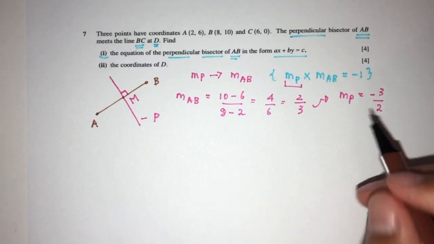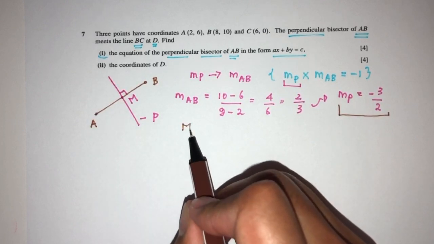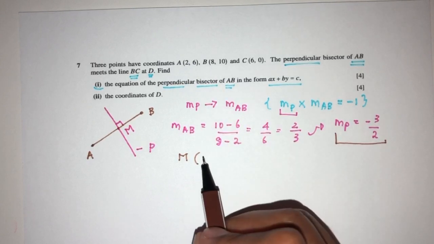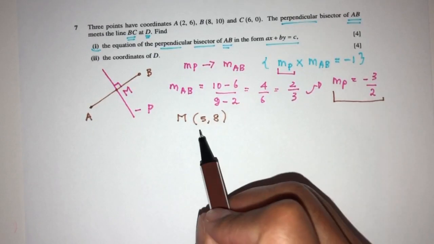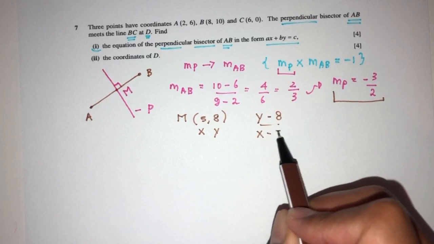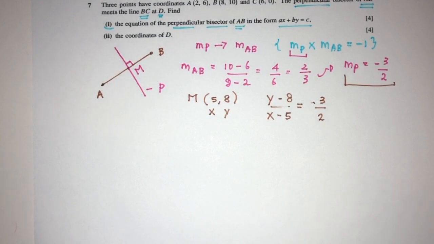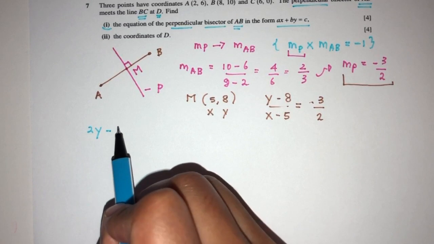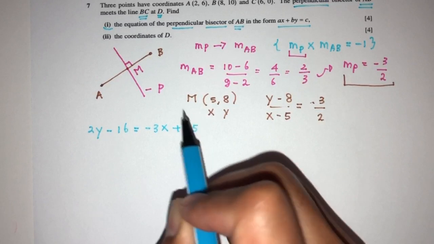So now, since we know the gradient, and since we have a passing point M, which is the midpoint, we have to find that. That will be x1 plus x2, which is 10, divided by 2, that will be 5. 6 plus 10 will be 16 divided by 2 will be 8. That will be x and y. So y minus 8 over x minus 5 has to be minus 3 over 2. So cross multiply to see what happens. You will have 2y minus 16 is equal to minus 3x plus 15.